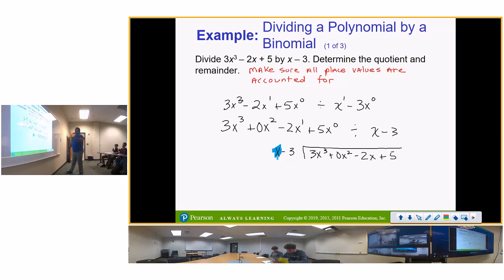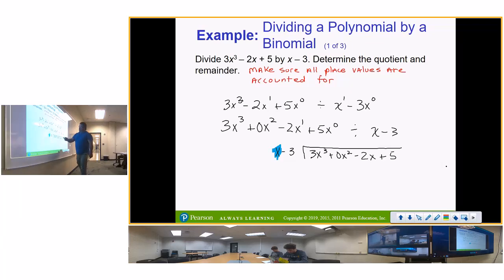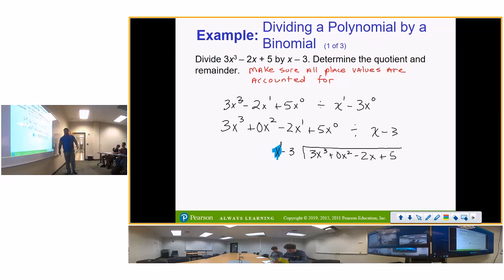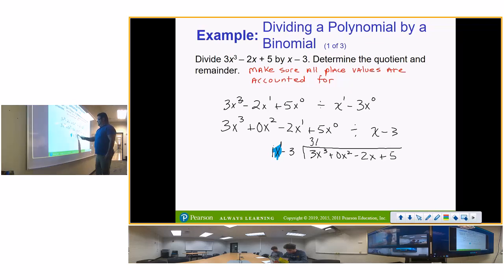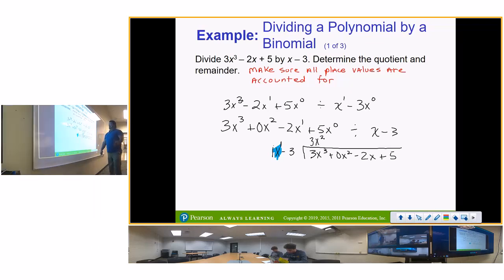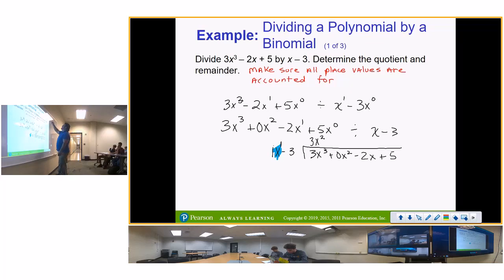Okay, I'm sorry. What is x to the first? X to the first, that's x to the first, right? Yes. Well, when I divide x to the first into x to the third, I got to use my law of exponents, which I need to subtract, right? Right. So what's 3 divided by 1? 3. So I need to put a 3 here and an x to the what? Second.